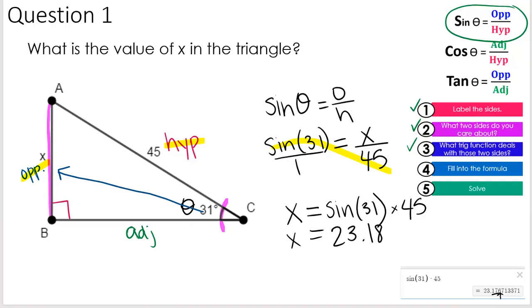And that seems about right, because remember our hypotenuse was 45. So if we would have gotten an answer that was greater than 45, we should have been like, whoa, hold up. I know 45 is my hypotenuse. 45 is my greatest side.